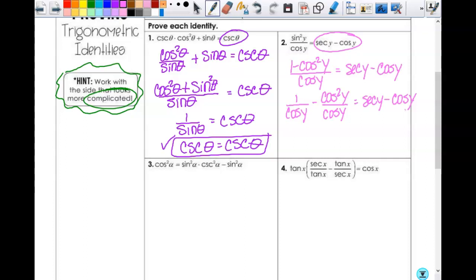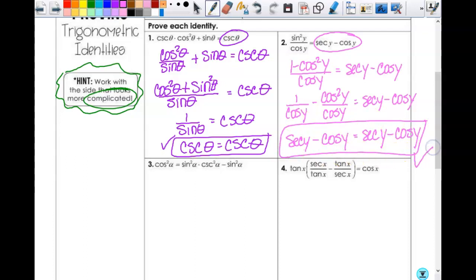Okay, so what is 1 over cosine y? Secant y, okay. Minus, what's cosine squared over cosine? Cosine y, okay. So now it's equal to secant y minus cosine y. And then those are equal, I am done. Okay, we good? Okay, but the answer was no to jumping from here to here, because how the heck did you get that? You got to show that you split the fraction, because remember, we're proving or we're verifying. Somebody has to be able to follow every single step that you are doing.